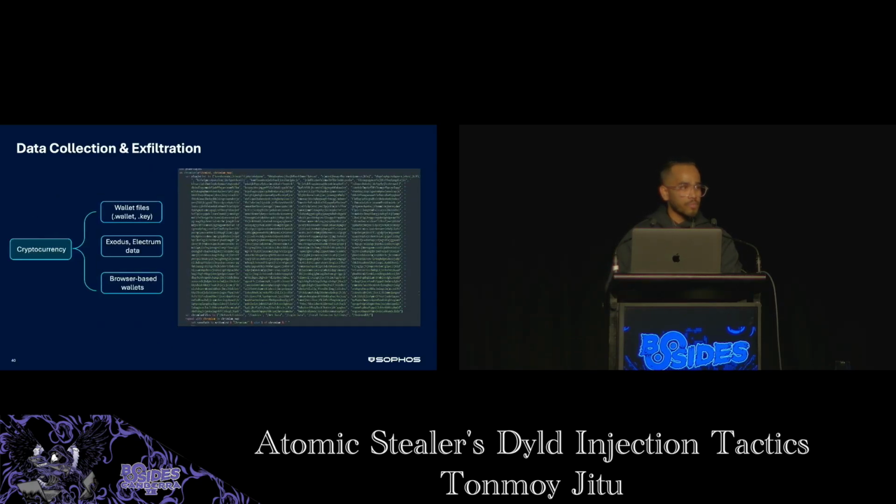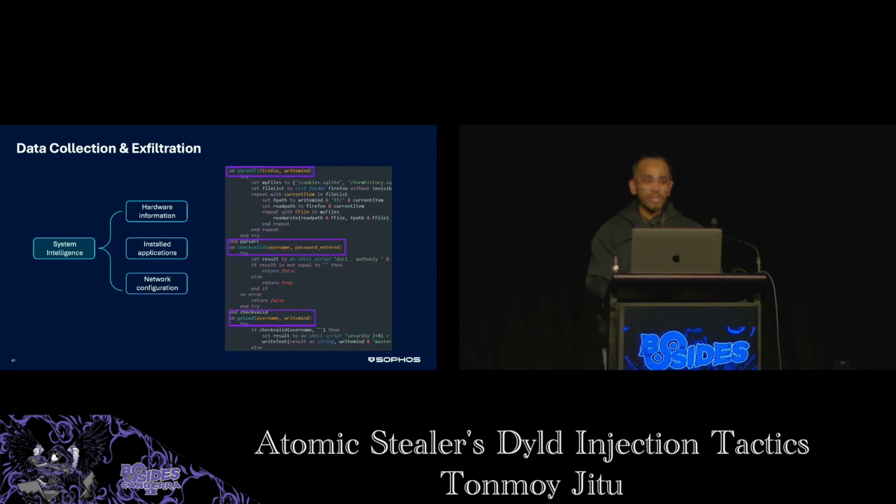In terms of cryptocurrency theft, it has hard-coded extension names. These are all the extension names that it has hard-coded in the clear text code. It checks: if this wallet extension is there in the browser, grab all the wallet keys that you can find. Then, in terms of system intelligence, it also collects hardware information and any installed applications that the host has. On the other screenshot, you can see it also checks if the user password is valid. It has functions that grab the username and password and check if the password is valid against the system itself.